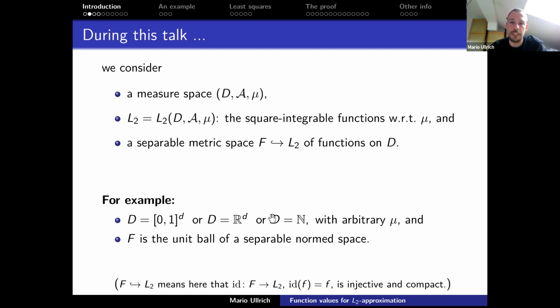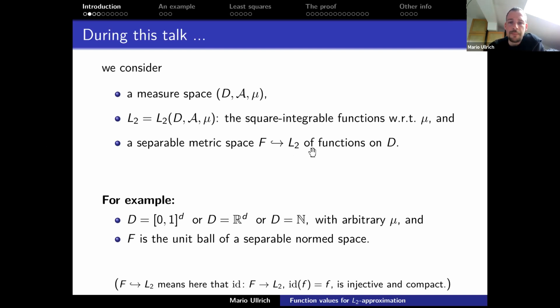So you think about sequences, basically, equipped with an arbitrary measure mu. You could also take the sphere, because this is something that is often used in this workshop. F is now the unit ball of a separable normed space. Just take it as an example. The general result will be for separable spaces. Yeah, we need some assumptions clearly.